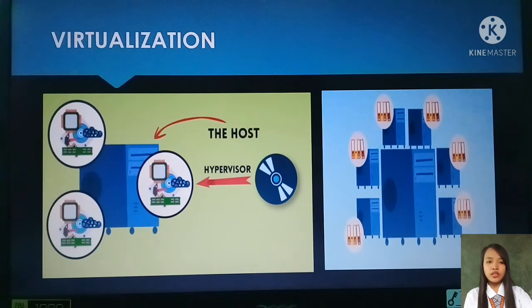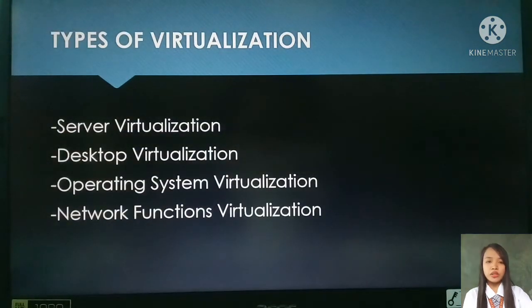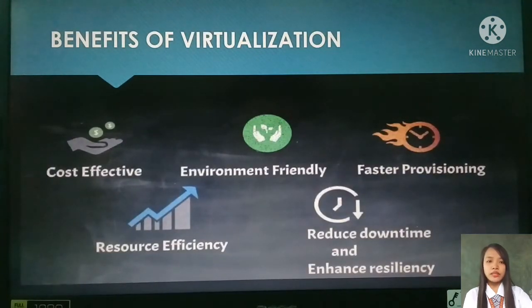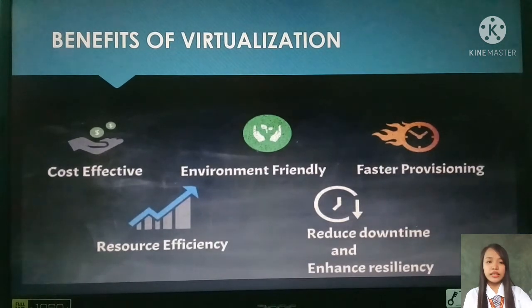The hypervisor manages the physical resources of the host so that the virtual machines can use them as they need to. Guest computers run inside the physical hardware. They act exactly as though they were physical machines, but they aren't. They're just big files. Types of virtualization are server virtualization, desktop virtualization, operating system virtualization, and network functions virtualization. The benefits of virtualization are cost-effectiveness, being environment-friendly, fast provisioning, resource efficiency, and reduced downtime with enhanced resiliency.